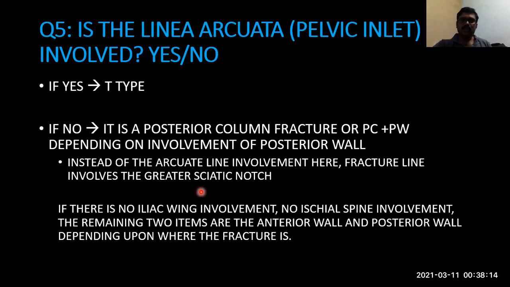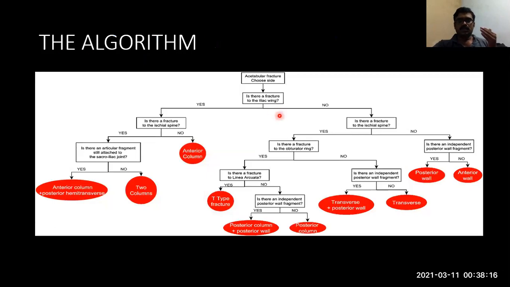I am going to give you the chart of the algorithm. Let us just rush through this. The first question: whether it's a fracture of the iliac wing. If there is a fracture of the iliac wing, it narrows down to three possibilities: anterior column, both column, anterior column with posterior hemitransverse. The next question is whether the ischial spine is involved or not. If the ischial spine is involved, two possibilities: both column fracture, anterior column with posterior hemitransverse. In that case, if there is an articular fragment which is attached to the sacroiliac joint, it becomes an anterior column with posterior hemitransverse. If the acetabulum is free, it becomes a both column fracture.